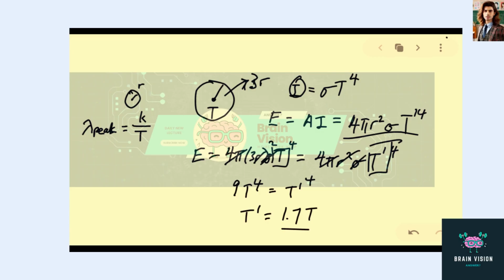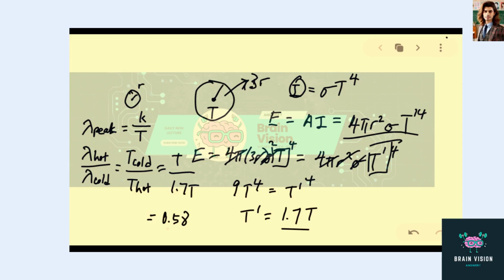So in this case, we take the ratio of the peak wavelength of the hotter star divided by the peak wavelength of the colder star. So that is the temperature of the cold divided by the temperature of the hotter star, which we know the colder one is just T, whereas the hotter one is 1.7 T. So this gives us about 0.58 as our ratio.